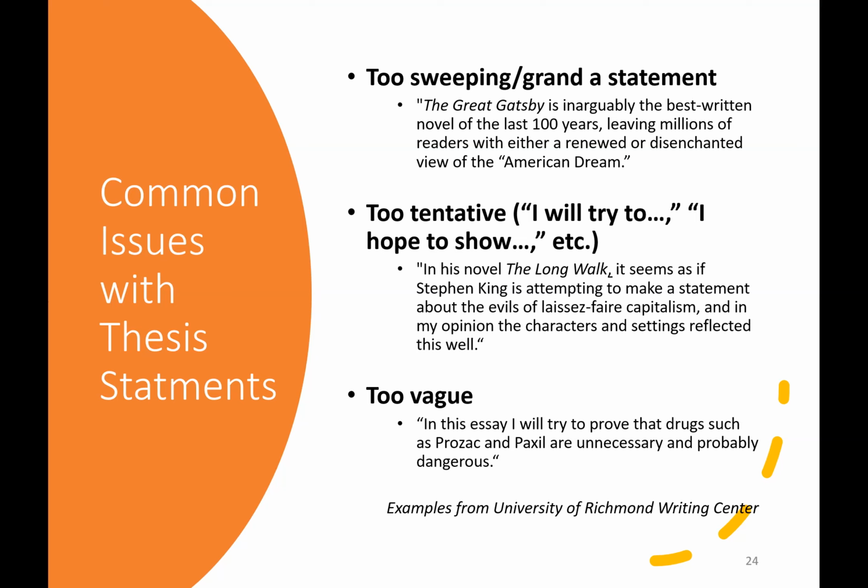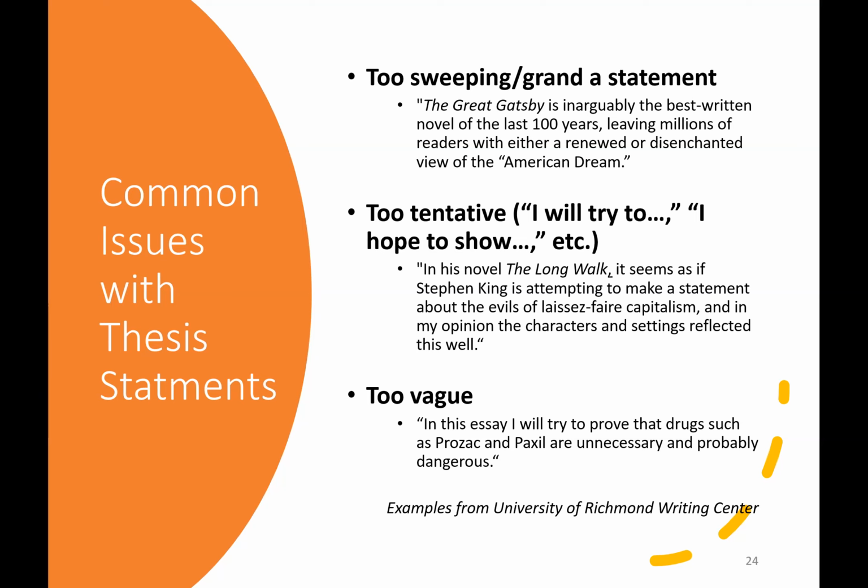We talked before about hedging. It's too tentative. And this is something I know I have done, we all do this. We want to show that we're not sure about what we're doing. And we use language like, I'll try to show, I hope to argue. But that really just tells your reader that you're not confident, you're not clear. And especially if you're writing this for a class, your professor is reading this, so present it as a confident statement. You don't want to show them that you're not really sure what you're talking about.